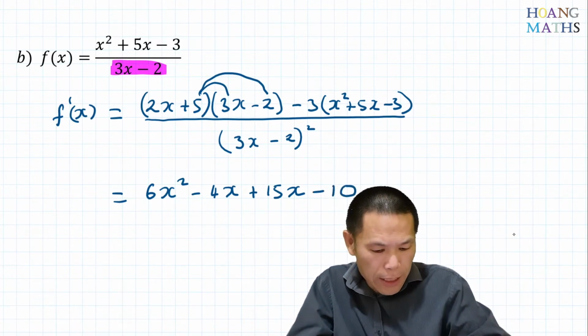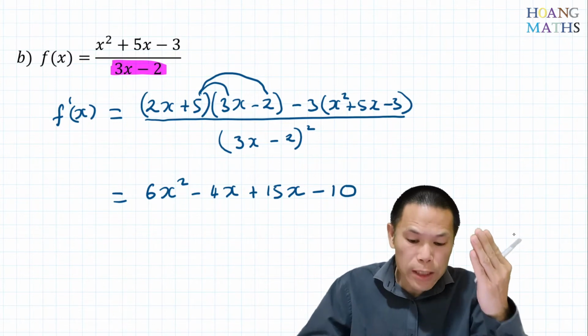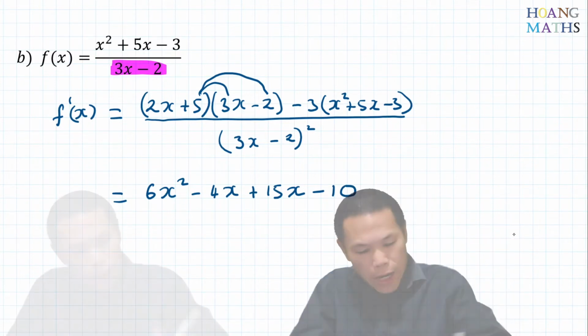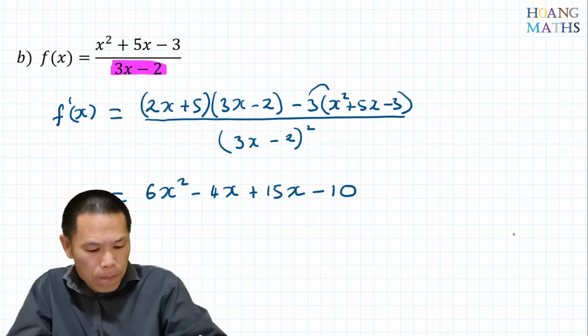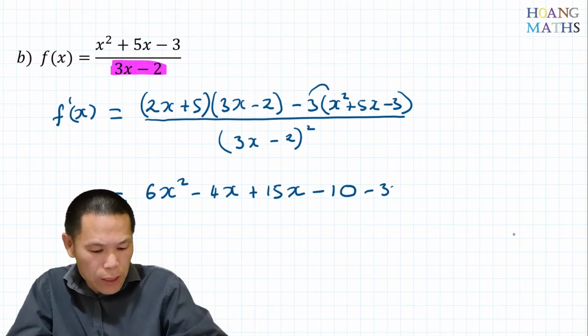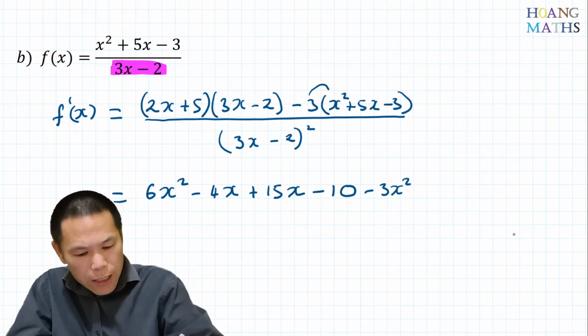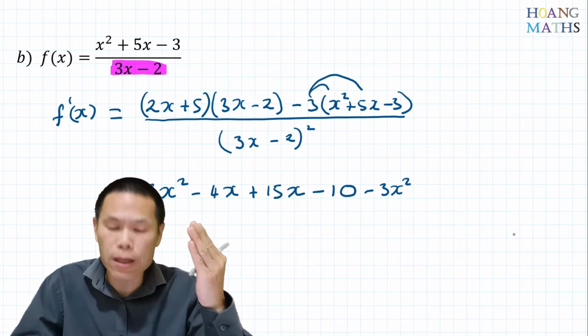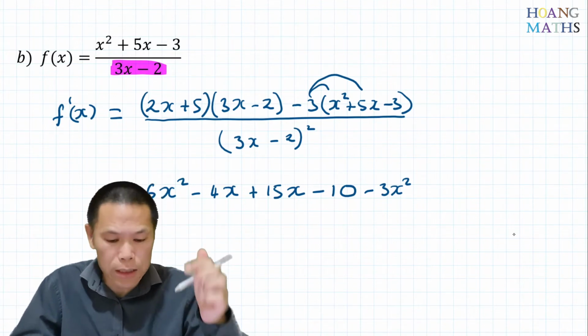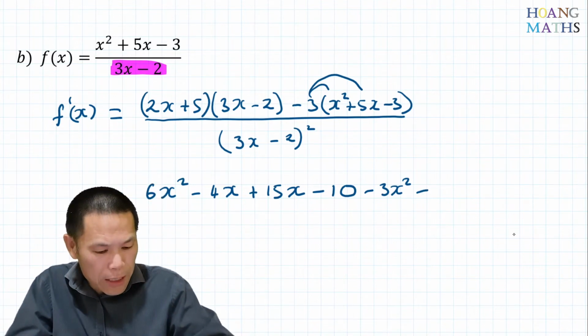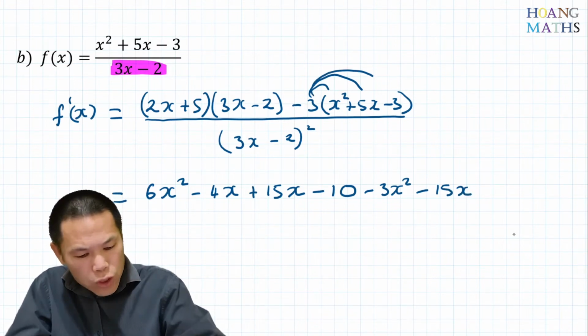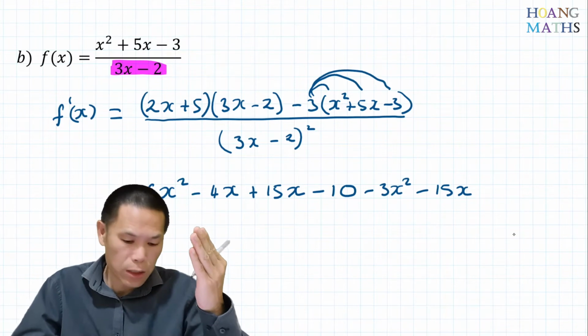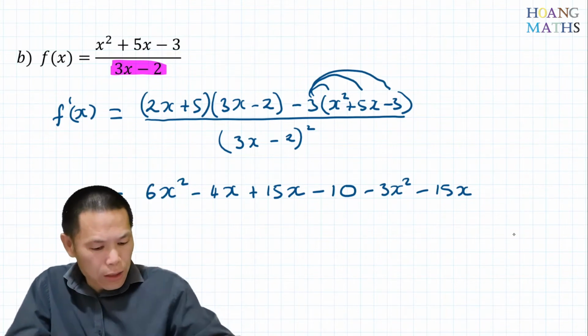Okay, minus 10. Now this one is negative 3 times x squared. So negative 3 times x squared is minus 3x squared. And negative 3 times 5x, so negative 3 times 5 is minus 15x. And minus 3 times negative 3 gives me 9, so plus 9.